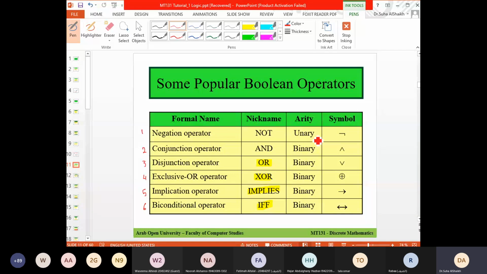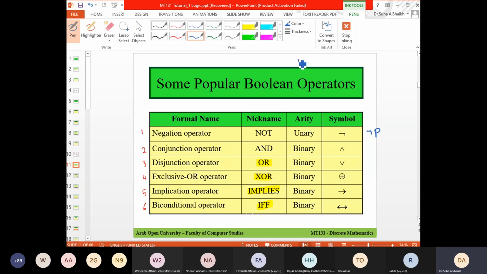Negation is unary, like the minus sign. It just acts on one thing. So when I say negation P, it means not P. For example, P is: today is Sunday. The negation will be what?